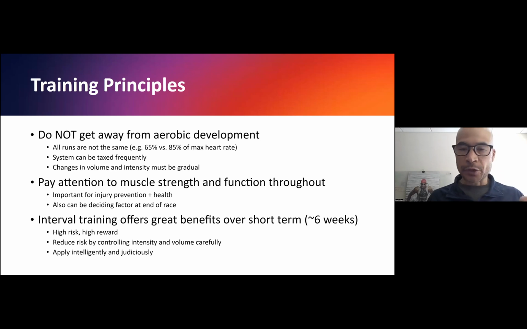You really want to make sure that you're changing your volumes and your intensity gradually. If you do both, for example, and get really excited and you are feeling good and you decide to go out for a 2-hour run and then throw in lots of intensity as well, that very well might be too much for your body to handle, and you could run into some issues.